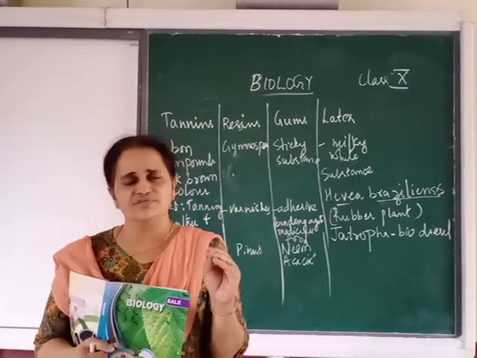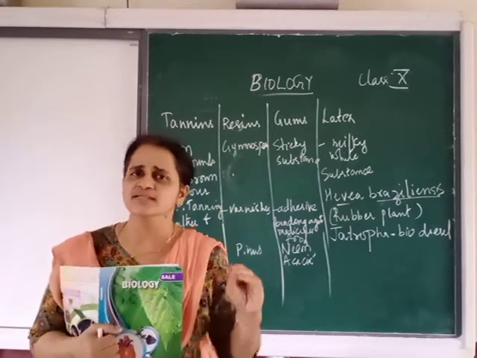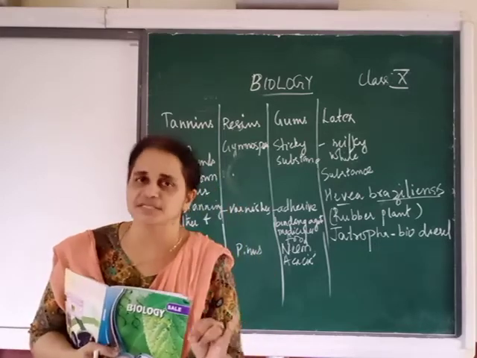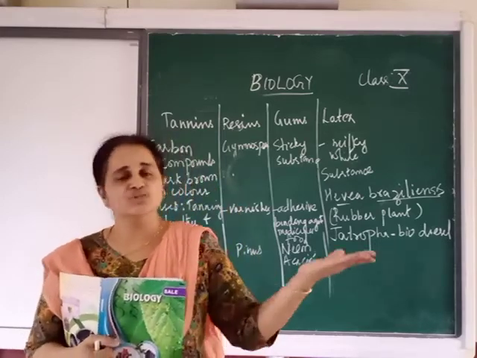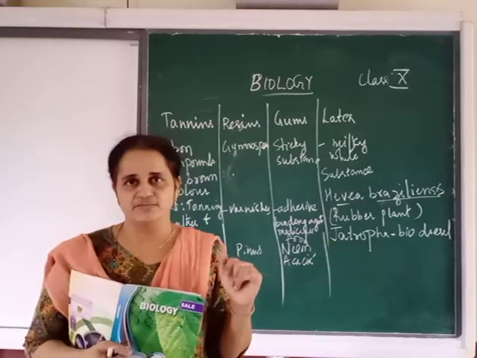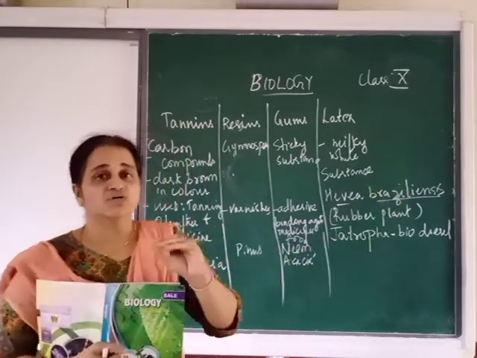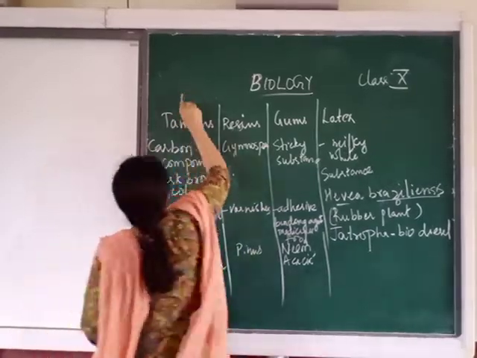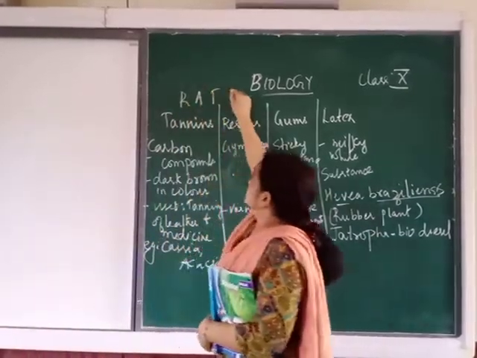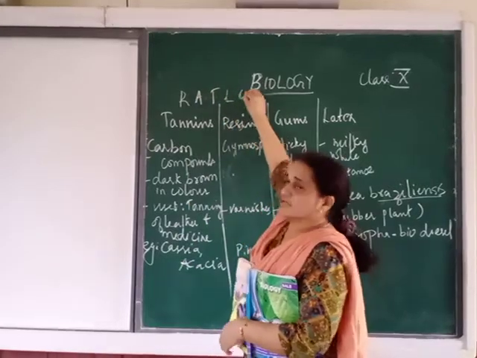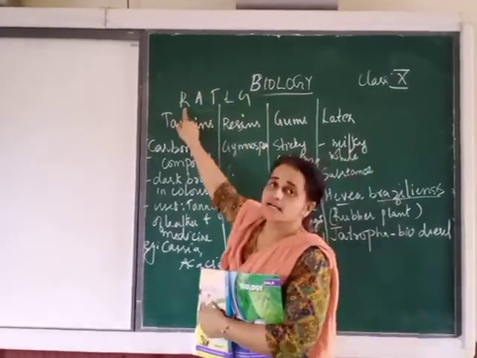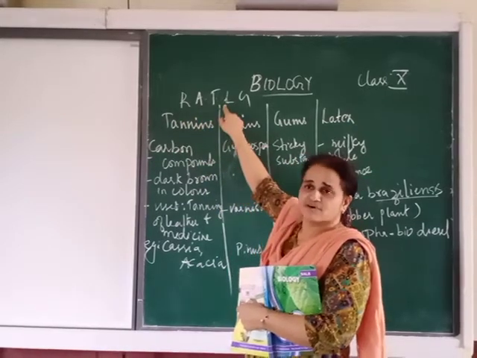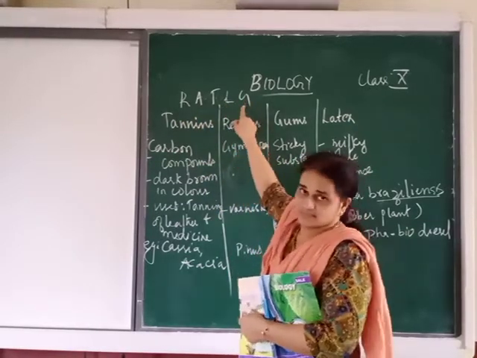If you know an example of primary metabolites, can you just recollect? Primary metabolites: carbohydrates, fats, proteins. They are all used for growth and development, so they are primary metabolites. There are also the other metabolites, like yesterday we told RATLG. These are our secondary metabolites. RATLG: R for resins, A for alkaloids, T for tannins, L for latex and G for gums.